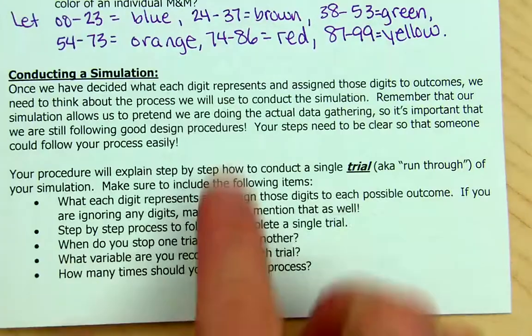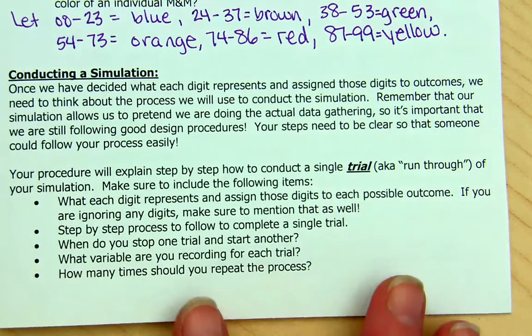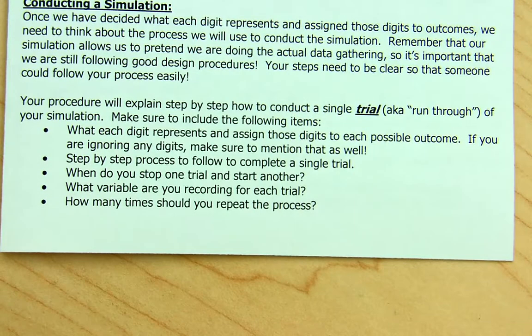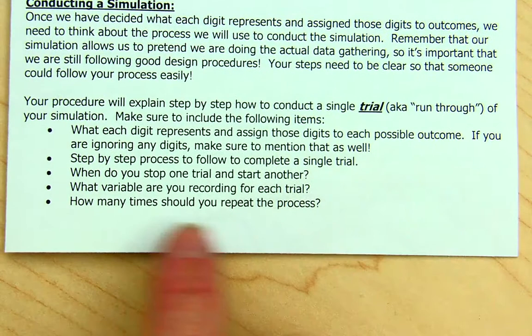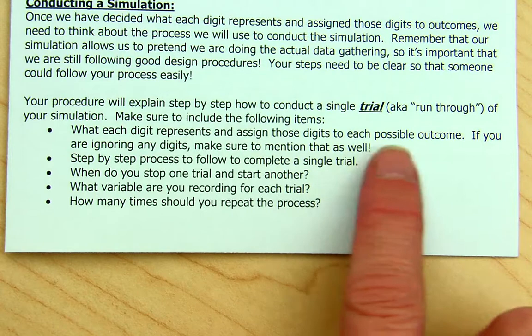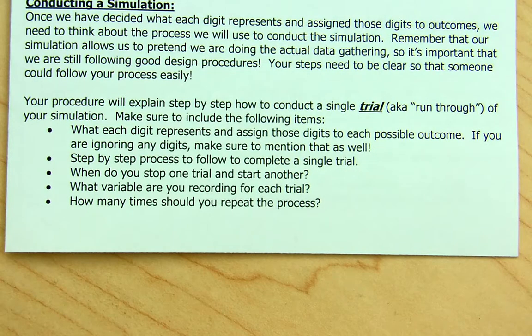So it gives you some more instructions down here. You want to make sure you include each of these every time you're writing up a simulation. You want to make sure that you talk about what each digit represents. If you're using a random number table, assign each digit to each possible outcome. Okay, so you need to cover all of the digits and you need to cover all the possible outcomes in the correct proportion. If you are ignoring digits, make sure you mention that.